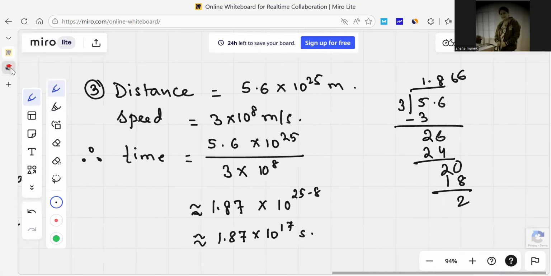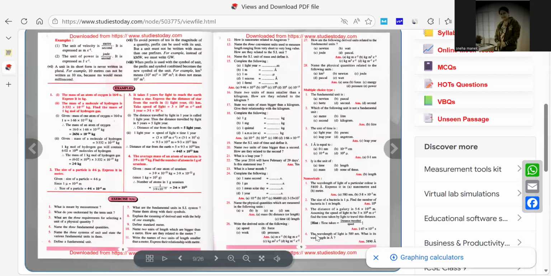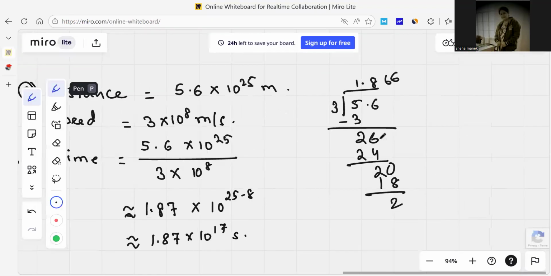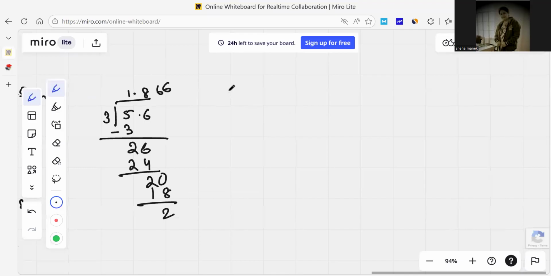Okay. Next one, let's see. Fourth one. So 589 nanometer is given as the wavelength. What is its wavelength in angstrom? So we already saw this similar type of question, as we solved for number 1 also. The wavelength of light is given 589 nanometer. Let's do it. This is number 4.